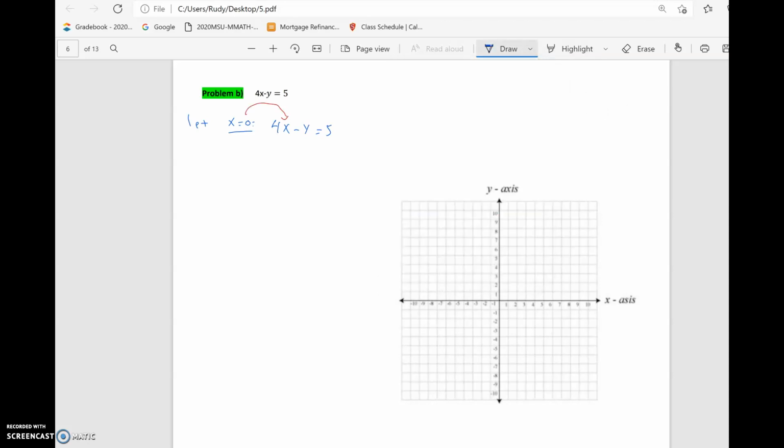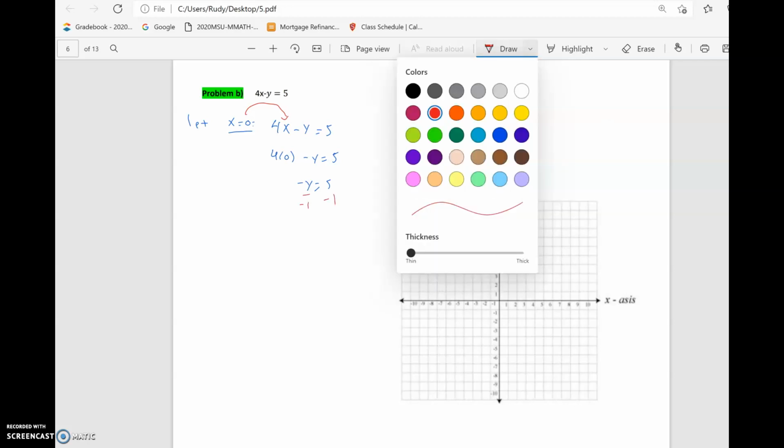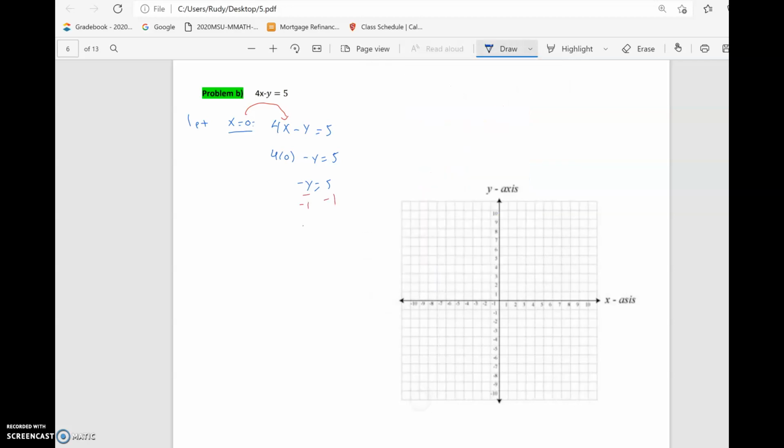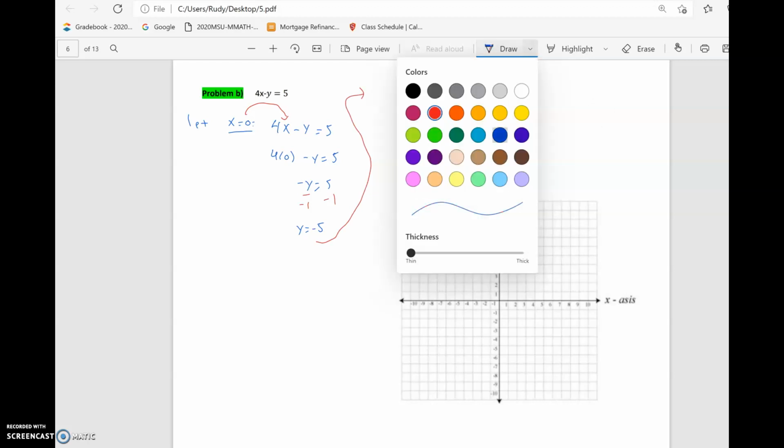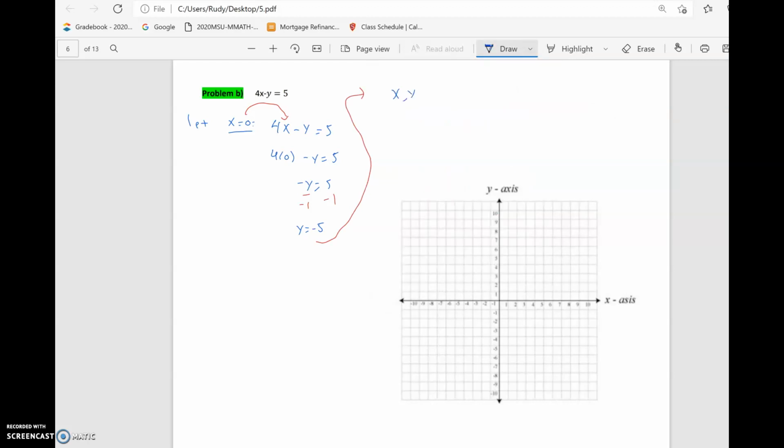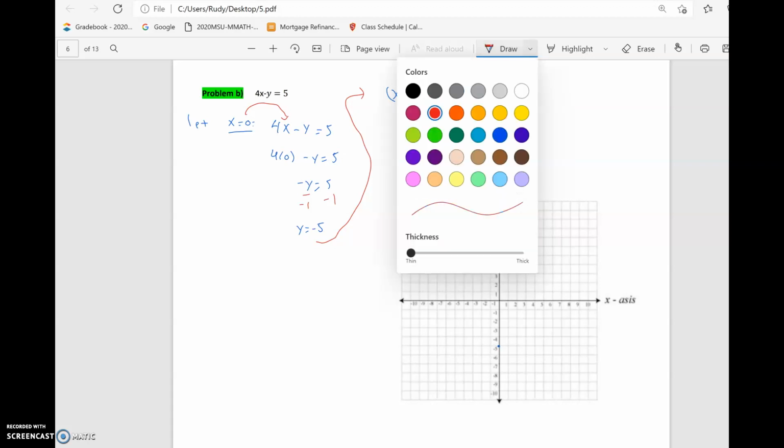And as we plug in the 0, we're going to end up with 4 times 0 minus y is equal to 5, or negative y is equal to 5. And let me just do a quick division of a negative, and we would end up with y is equal to -5. So from this, we found the first coordinate point, which happens to be 0, -5. And let me plot it, which is going to be here. That's going to be our first coordinate point.